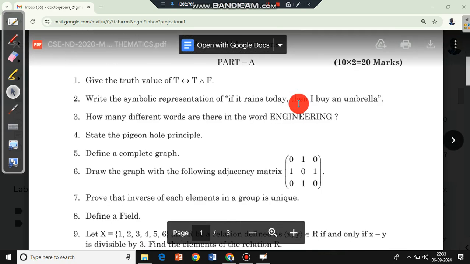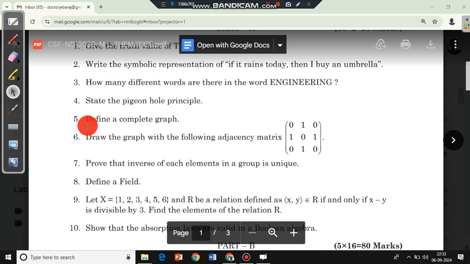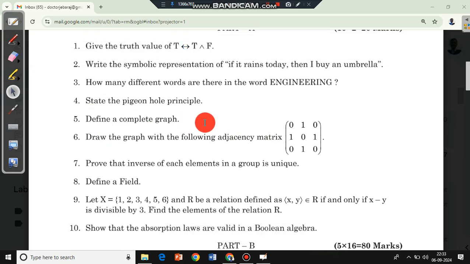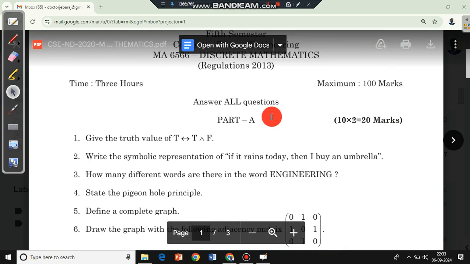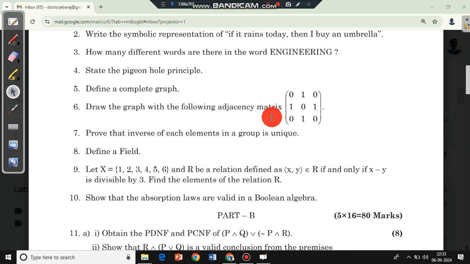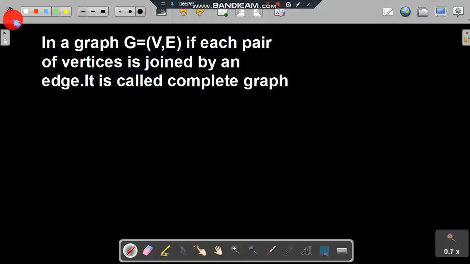Now let us take the third unit question, the 2-mark question first, and this is what: define a complete graph. That is what the question asked in 2020 by Anna University. Now let us discuss that. Define a complete graph. Now I want to open the screen, and this is the definition.